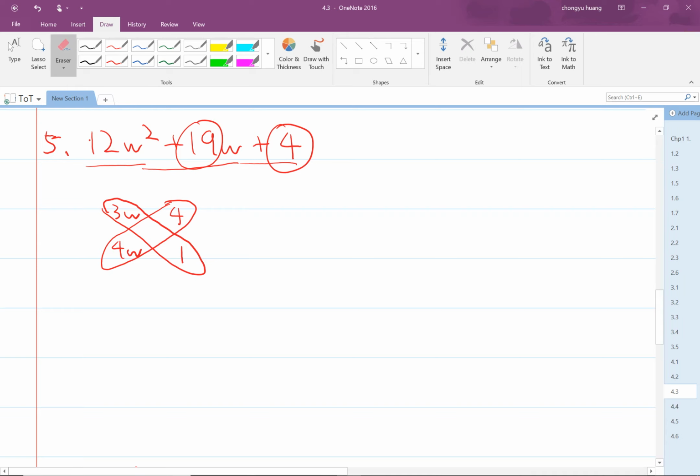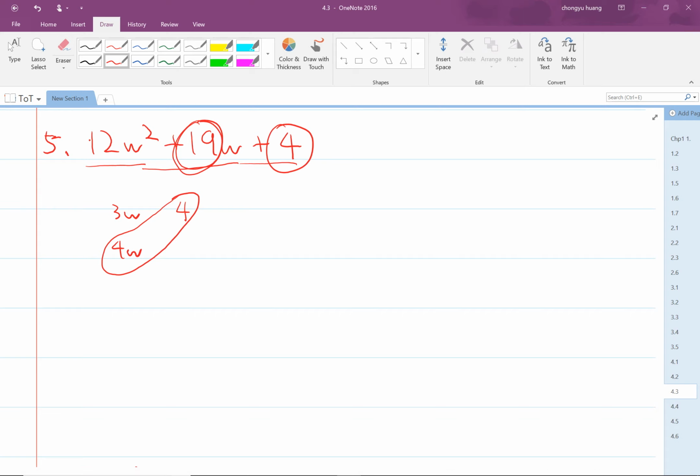Maybe I'll repeat one more time. The number we want to get is 19 over here. So we have to put 4 at the top, because 4 multiplied by 4w is already 16w, and 3 multiplied by 3w over here gives 3w. Together that is 19w. That's exactly what we wanted, right?